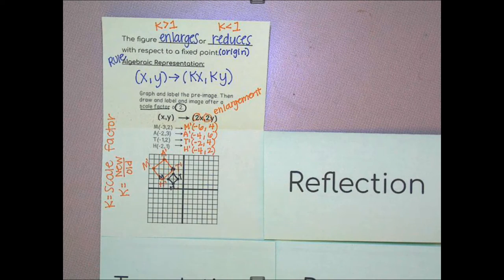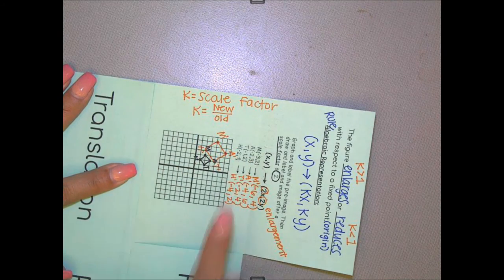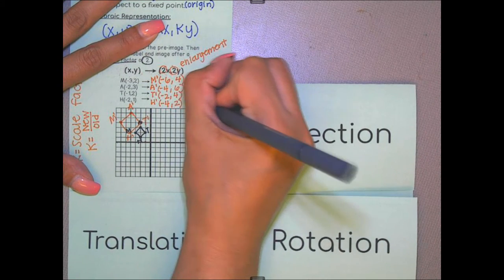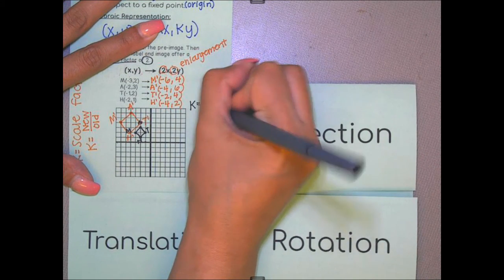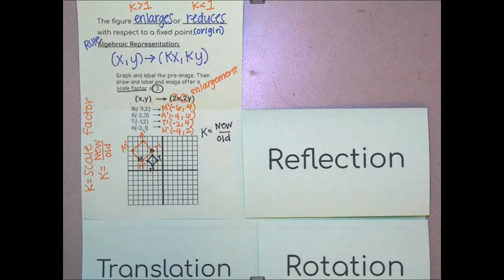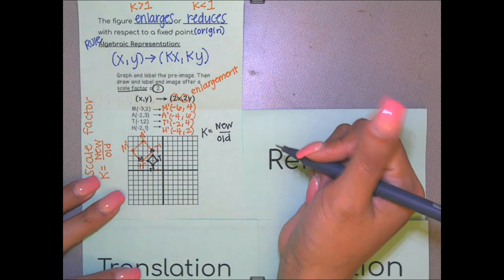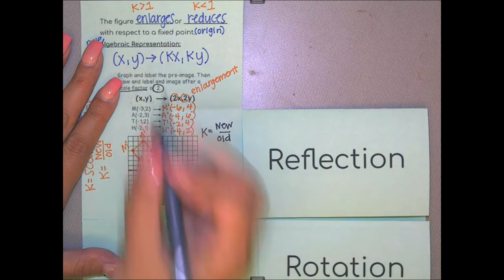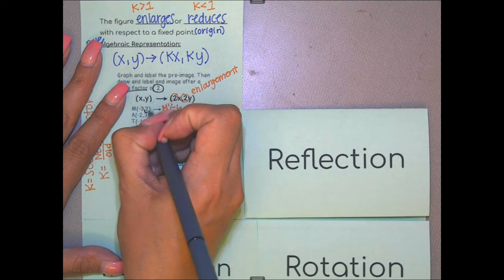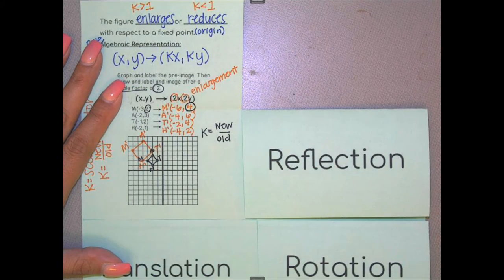Now, to make sure we understand how to find the scale factor, if we have the coordinates, we're going to do new over old. So K equals new over old. So I'm going to pick a coordinate in either the X or the Y, and we're going to do this fraction and see if it works. So I'm just going to pick M because it's the first one. And I'm going to pick my Y's because they're both positive.